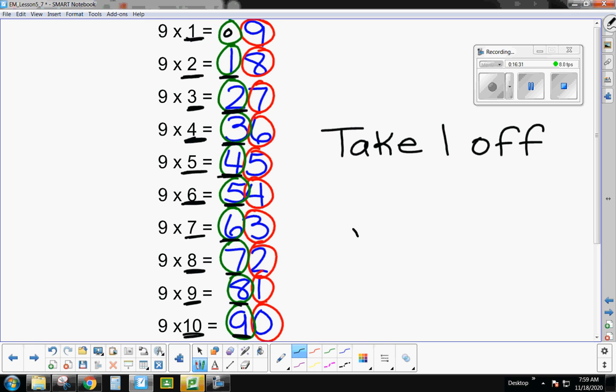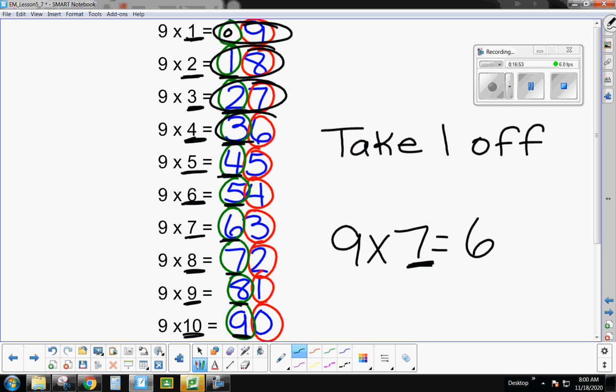So I know if I have 9 times 7, let's say, my answer is going to take 1 off, and my answer is going to start with a 6. But now I've got to figure out what it's going to end with. So now I want you to look at the numbers together. What do you notice? 0, 9, 1, 8, 2, 7, 3, 6, 4, 5, 5, 4, 6, 3, 7, 2, 8, 1, 9, 0. What do you notice about the digits in the product?